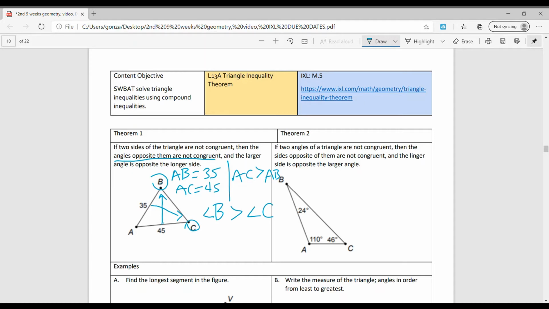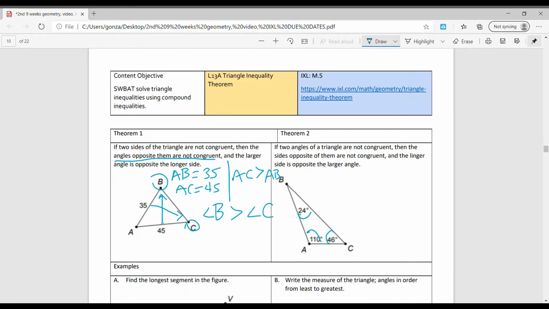The second part of the theorem: if two angles of a triangle are not congruent, then the opposite sides of them are not congruent, and the longer side is opposite the larger angle. So this is basically looking at the same type of theorem, but just looking at the angle measures only, and then talking about which side would be the longest side.